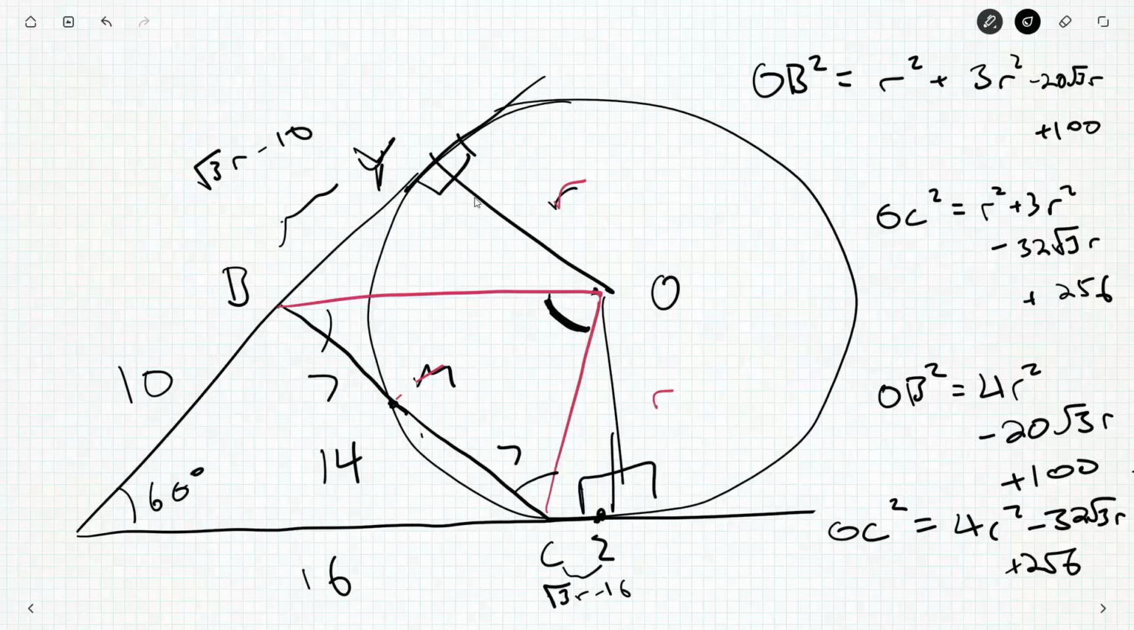I'm just trying to think, how can I use this OB squared and OC squared? I definitely don't want to square root them, and I don't recognize them as squares of anything in particular, so I don't really have OB and OC to use. And I know OM is R, but again, I'm not really seeing that as helpful.